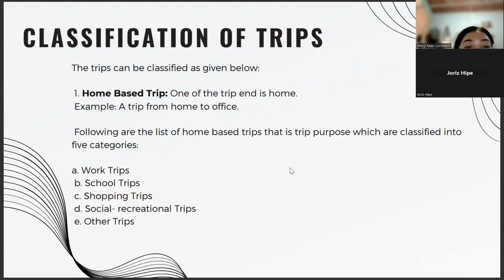Following is the list of home-based trips, where trip purposes are classified into 5 categories: work trips, school trips, shopping trips, social recreational trips, and other trips. The first 2 are mandatory trips, and are also common daily routines in our life. The other three are discretionary trips, or in other words, trips we make only rarely or occasionally.